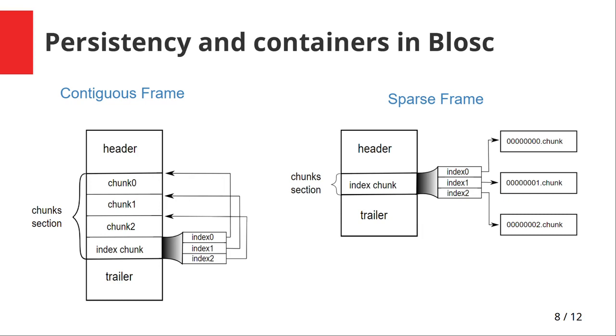If the contiguous superchunk is on disk, the index, metadata, and chunks are stored in the same binary file. On the other hand, a sparse on-disk superchunk is composed of a directory containing the data chunks stored as independent binary files, plus another file storing the chunks index and the metadata.